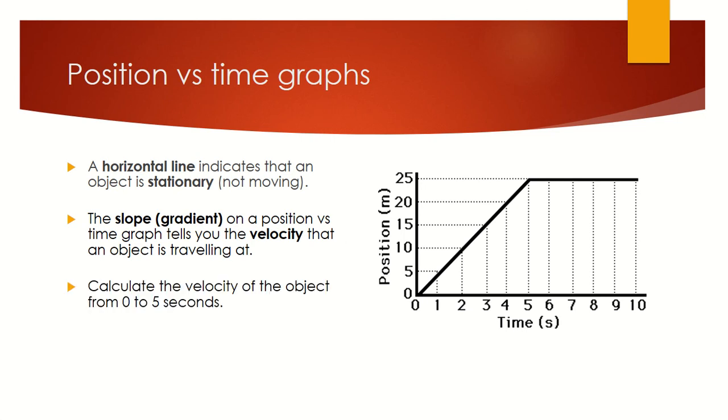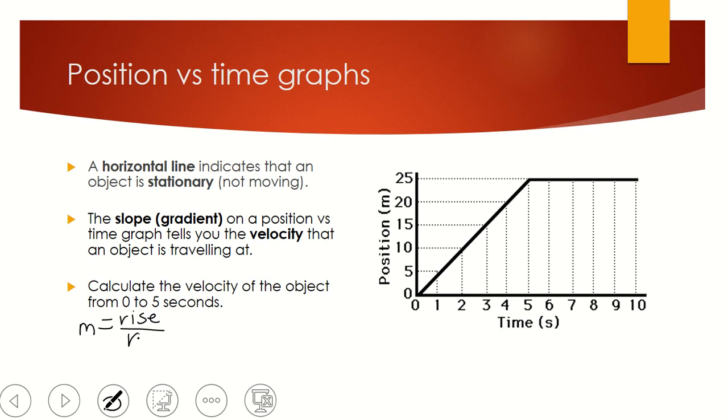What you can be asked to do in a test is to calculate the velocity of an object from 0 to 5 seconds. To calculate the velocity of the object, we're going to calculate the gradient of the line. There's two ways we can do this. The gradient of a line is equal to either the rise over run, or we can pick two coordinate points. We'll just go with rise over run first.